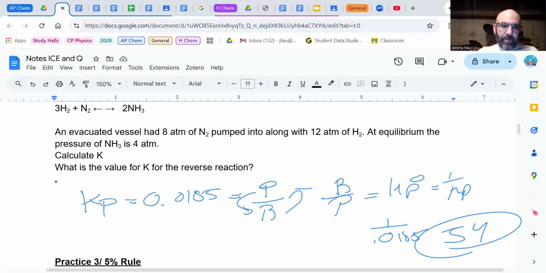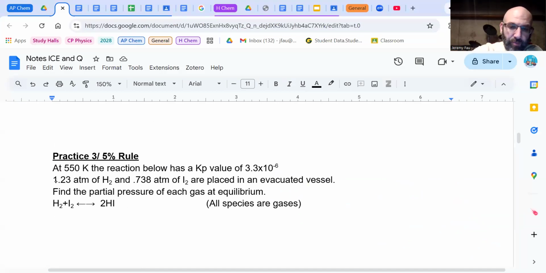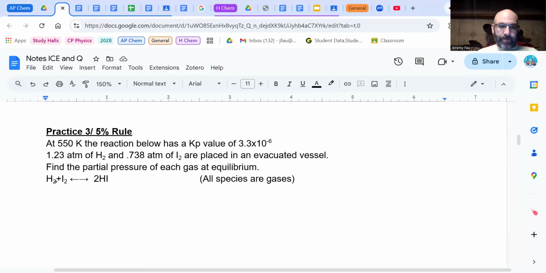All right. So the next step is something called the 5% rule. We use the 5% rule to help us estimate really small numbers. So I'm going to show you why we use it. If you're copying this down, I'm going to write a bunch of stuff right now in pink. You don't want to copy this stuff down. Do not copy the pink down.